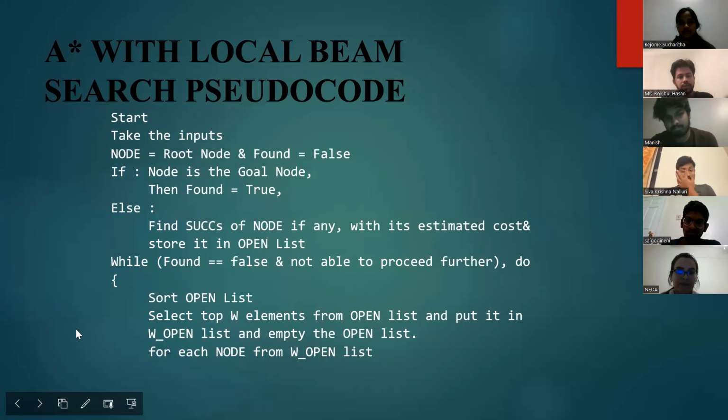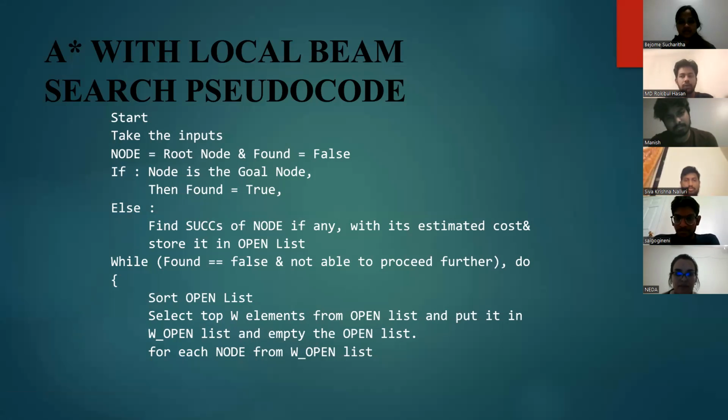Here you can see the pseudocode. We will use open list and closed list, and then we will start searching. If we find our goal node, then we will stop the search. Otherwise, there will be an else loop where we will try to find the goal node.